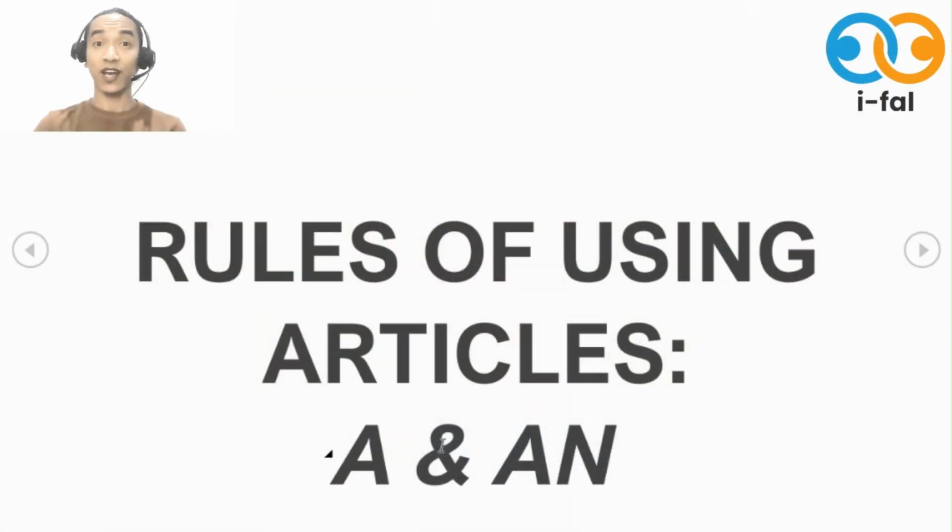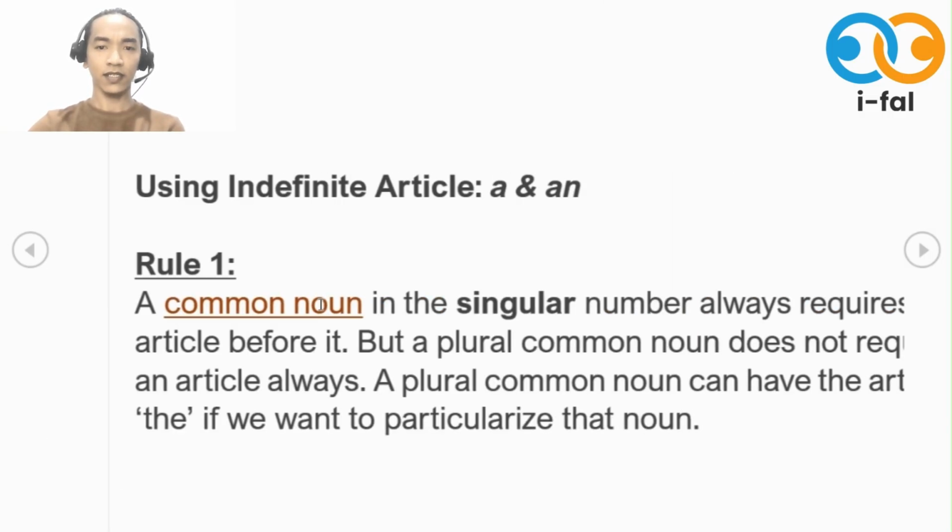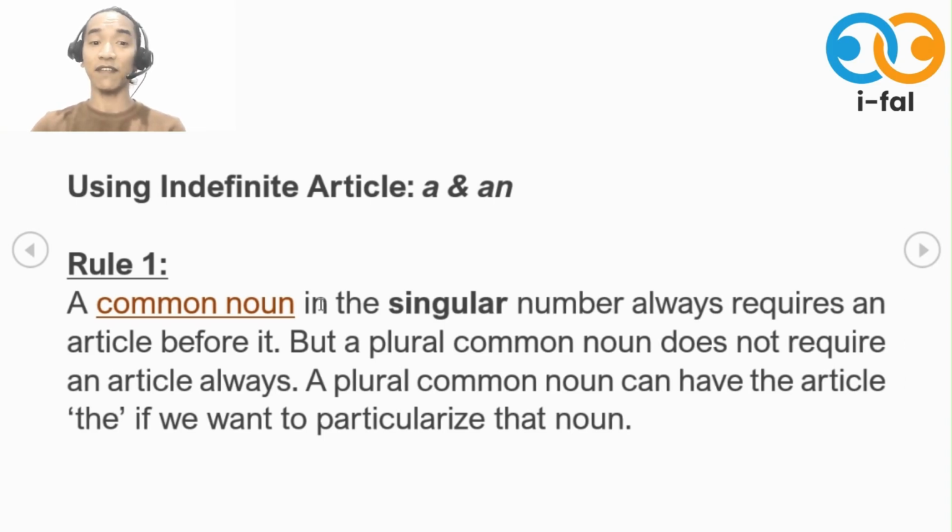Let's go. When we are talking about or using the articles a and an, let's discuss them one by one for you to better understand their usages. For rule number one, using the indefinite articles a and an. Why do we call it an indefinite article? It is an indefinite article because it is not talking about a specific thing. It is generalizing.